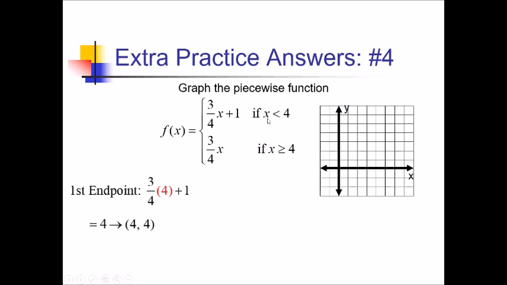Since this is a rule for where x is less than 4 but not equal, that means at 4, comma 4 I'm going to put an open dot as kind of a placeholder to anchor this thing in space. So 4, comma 4 right here, open dot.